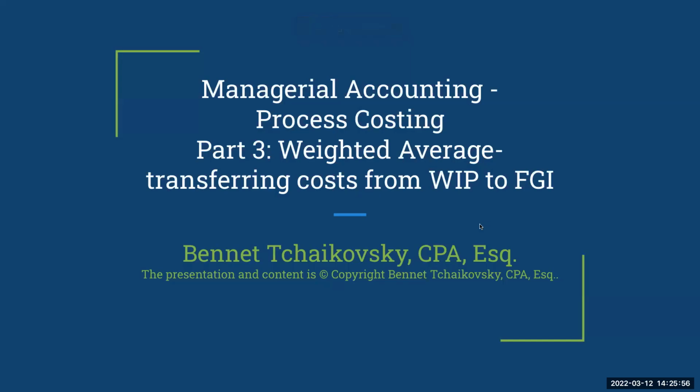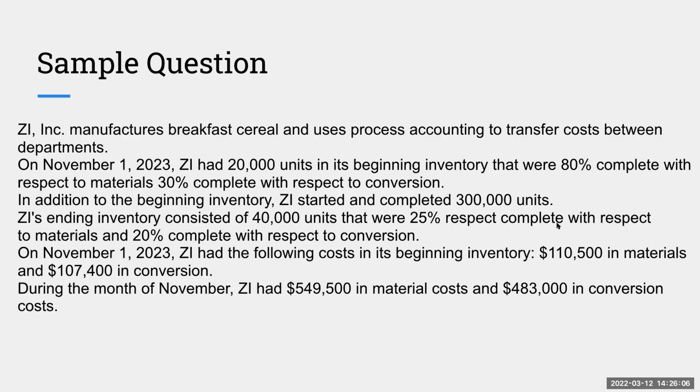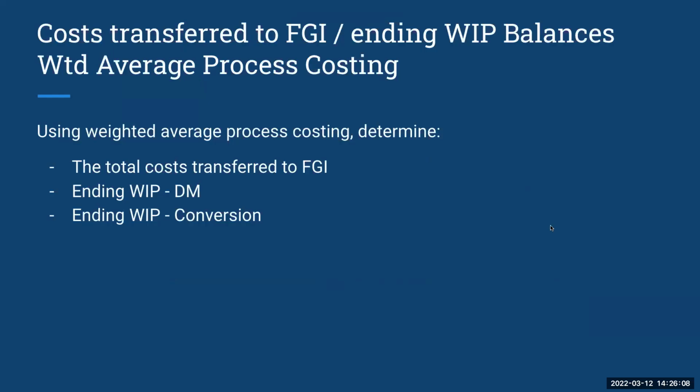Everybody, welcome to Managerial Accounting Process Costing. This is our final video for weighted average, or how do we go through and transfer costs from WIP to finished goods inventory. Sample question, please refer to the prior videos. And in this one, we're using weighted average process costing to determine the total cost transferred to finished goods, our ending work in process direct materials, and our ending work in process conversion.